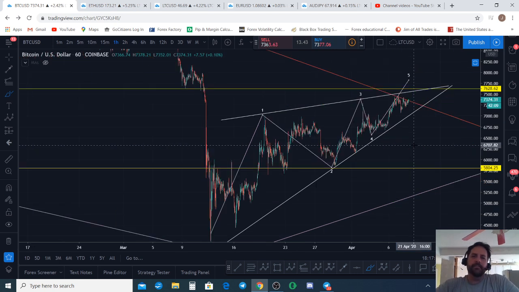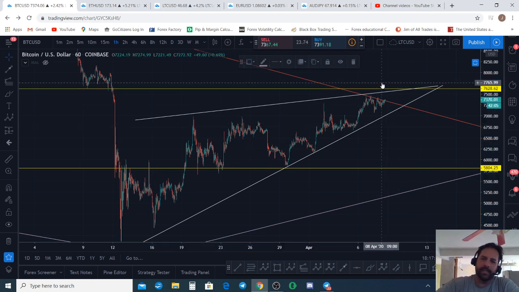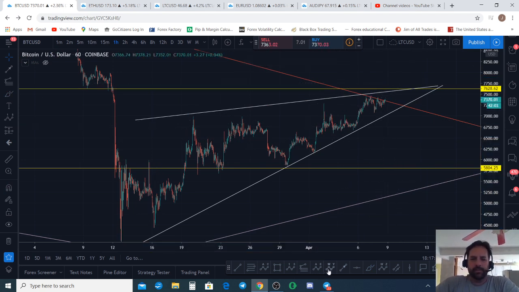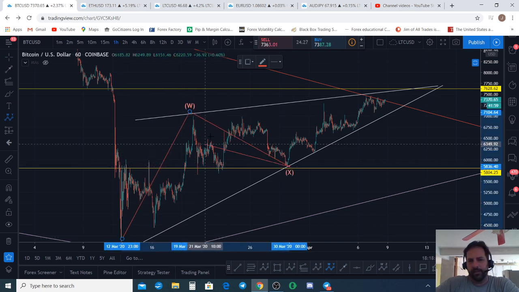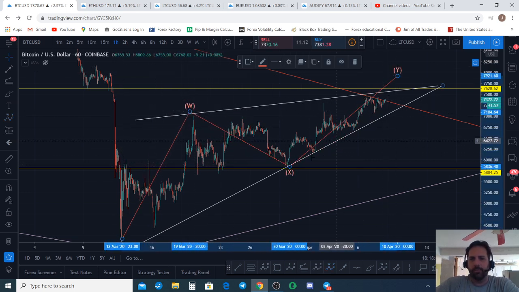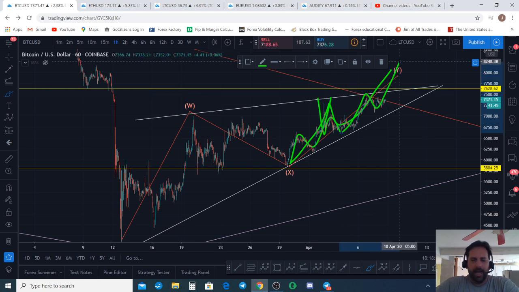Now, if it's not, let me tell you the other possibility that I'm looking at. If it's not a leading diagonal, it's a WXY, okay? That WXY would be, there's a W, there's the X as a running flat here, and then we're getting a Y wave. Y isn't finished. The Y wave needs to be three waves. This is the best I've got for you right here. We got a three, and then we're getting a three.